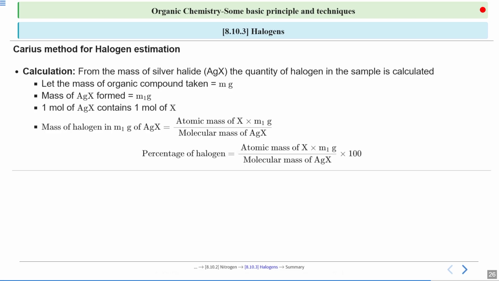Then, we need to calculate the percentage of halogen in the compound. We take the mass of the halogen we just calculated, divide it by the mass of the original sample, and multiply the whole thing by 100. This gives us the percentage composition, which is a key result in the organic analysis.